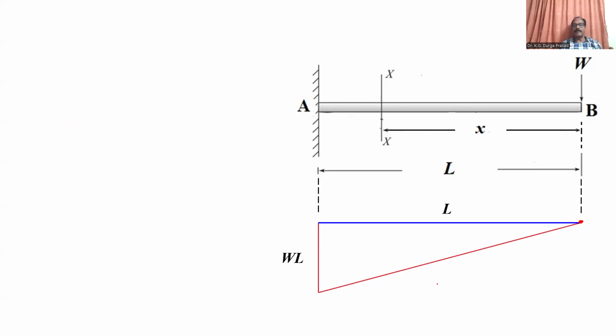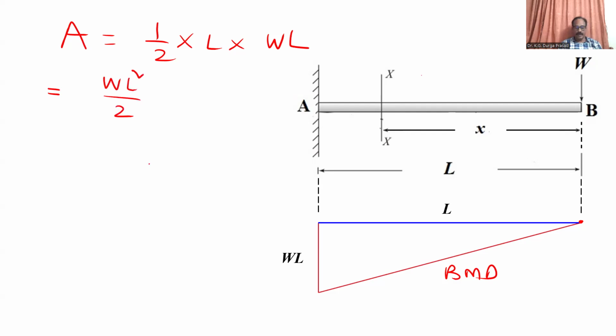Once you obtain the bending moment diagram, to apply Mohr's theorem, what do you have to do? After getting the bending moment diagram, you have to find the area of the bending moment diagram. What is the shape of the bending moment diagram here? Triangle. So area of the triangle is half into, what is the base? That is L, into, what is the height here? WL, right? Minus W L square by 2, right? Clear? Area. Put negative because downward. So A equal to minus W L square by 2.